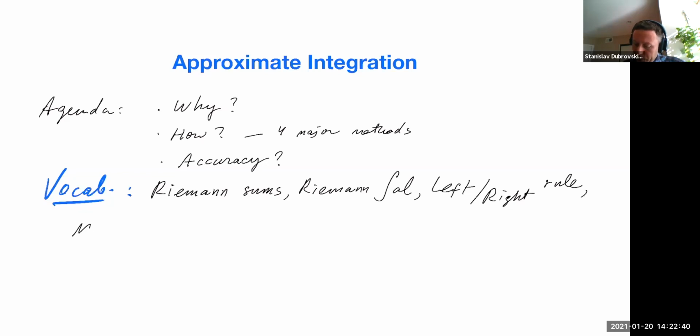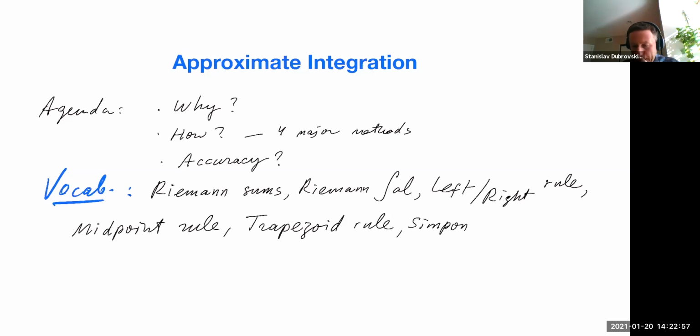Then we'll also talk about midpoint rule. We'll talk about trapezoid rule. And eventually we'll develop Simpson's rule. Some people forget it on the exam, so instead of the formula for the Simpson's rule, they just draw me a face of Simpson from the cartoon, but they'll get some partial credit, sure.